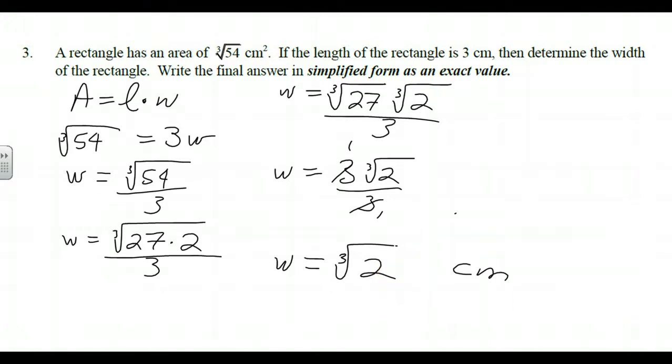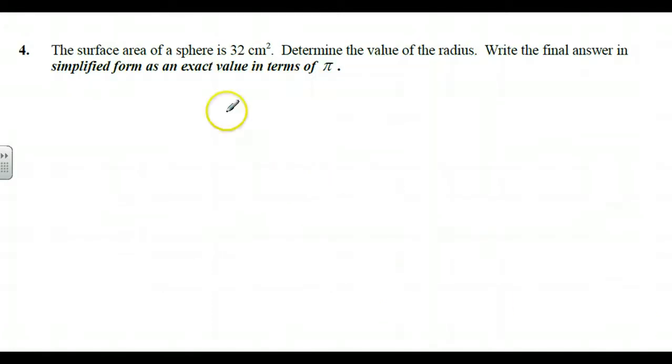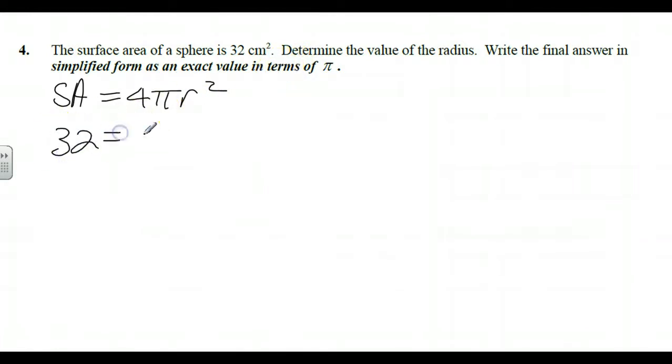So, last one. Surface area of a sphere. Surface area of a sphere is 4 pi r squared. Determine the value of the radius. Write the final answer in simplified form as an exact value in terms of pi. So we'll probably end up with a radical, and we'll end up with a pi.